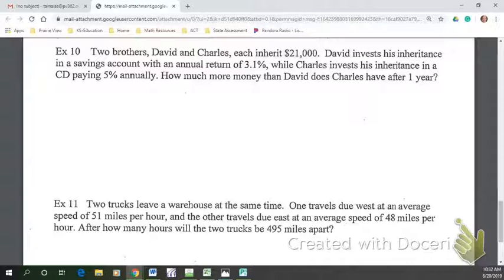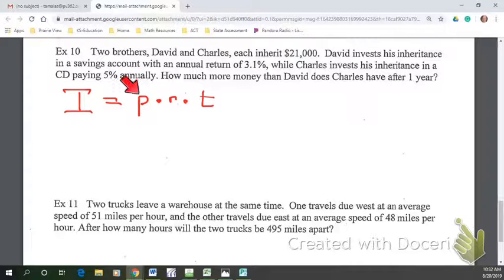It does not talk about compound interest at all, so you assume it's simple interest. Does anybody know the simple interest formula? It's like PRT. I equals PRT. Okay? And what do these stand for? Interest, principal, rate, and time. Correct. So rate would mean the interest rate.